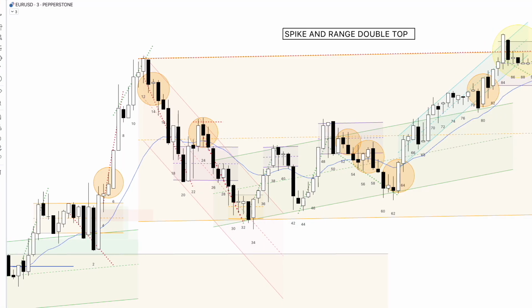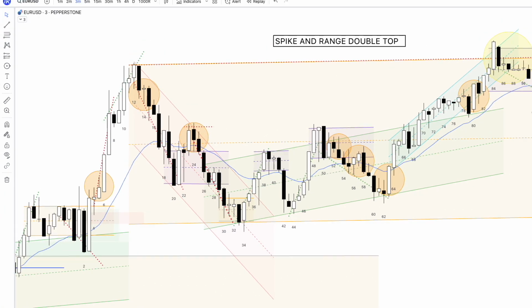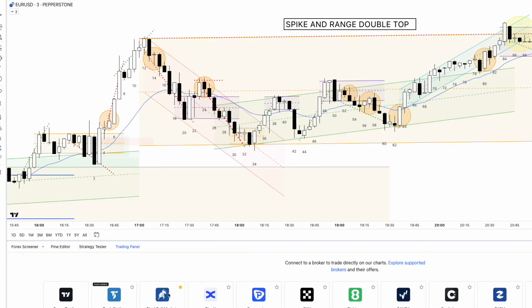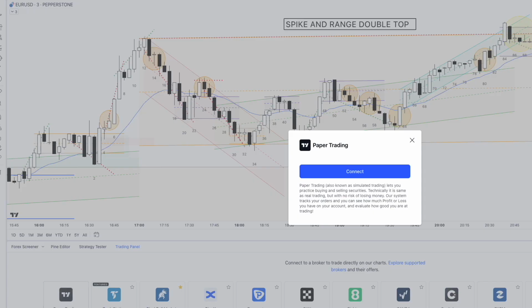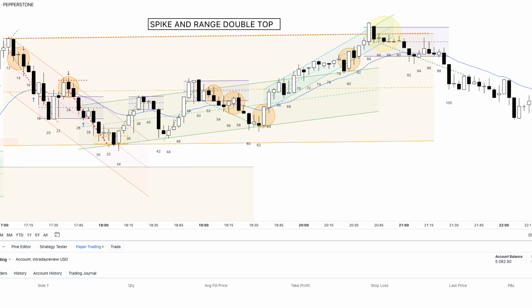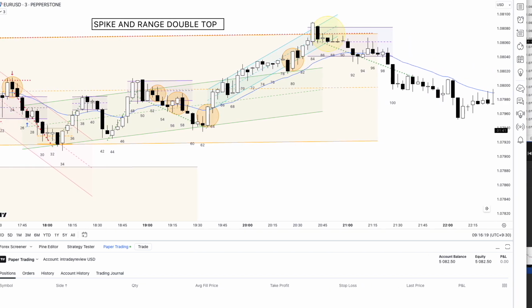Okay, because my battery ran out on my iPad, I'll have to log in to the paper trading and just show you the trades from last night, so you can see the trades I took.